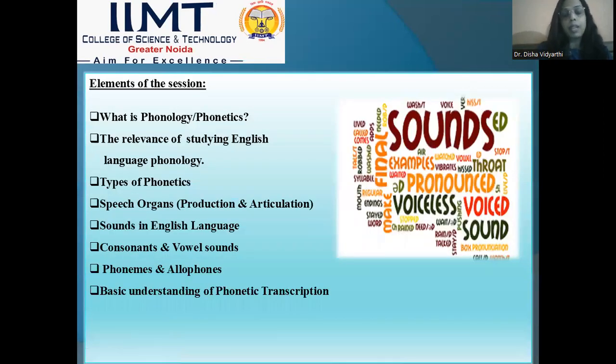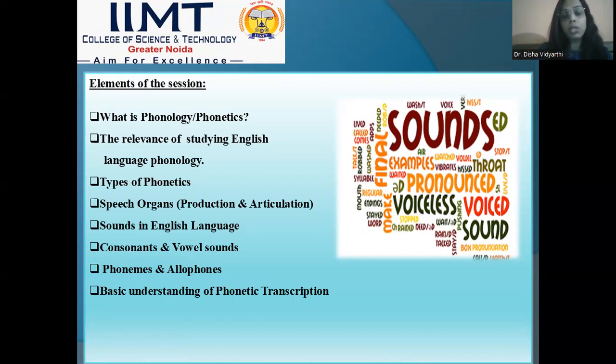Before moving ahead in this session, I would like to give a brief gist and the holistic view to all my students and learners. What will be the basic elements of this basic level module of phonetics and phonology? The first point which we'll be understanding through this session is the basic definition of what is phonology and phonetics. And then the next point will be the relevance of studying English language phonology.